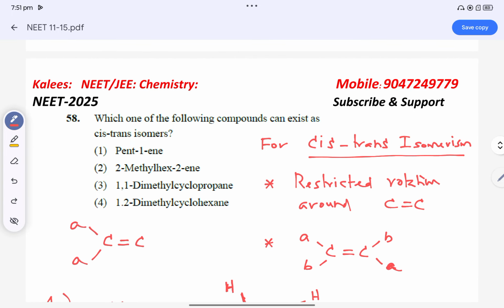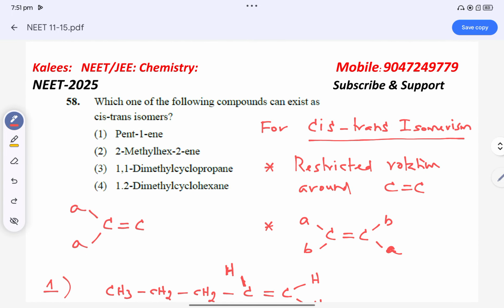So this is the third question we are going to study. So listen to my classes and kindly support, my dear students. Subscribe and support. Okay, so the third question is, which of the following compounds can exist as a cis-trans isomer? This is the question. For cis-trans isomerism, we have one trick, that is the basic concept, restricted rotation around the C double bond C.